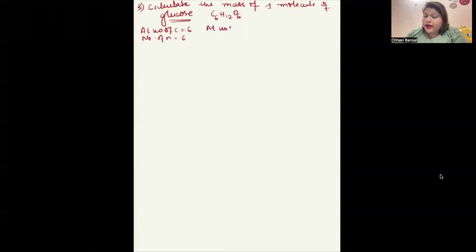Atomic number of hydrogen is 1 and number of neutrons is 0. Atomic number of oxygen is 8 and number of neutrons is also 8. Now you can use this to find out the mass of one molecule of glucose. You guys have 1 minute to solve this. Let's try, and then we'll discuss it.